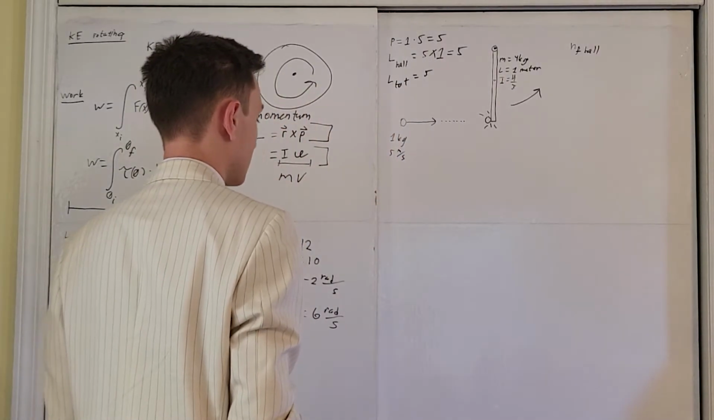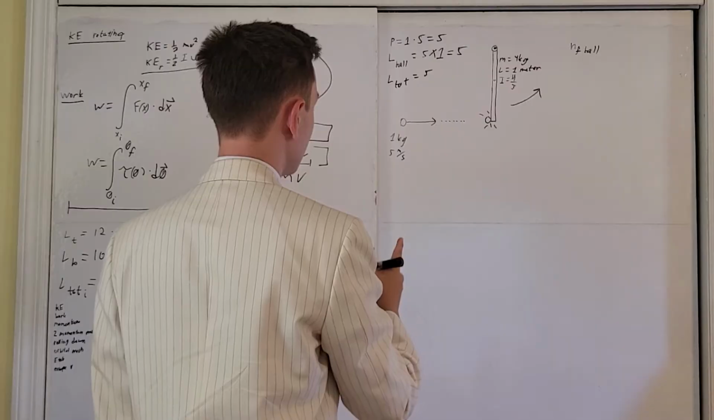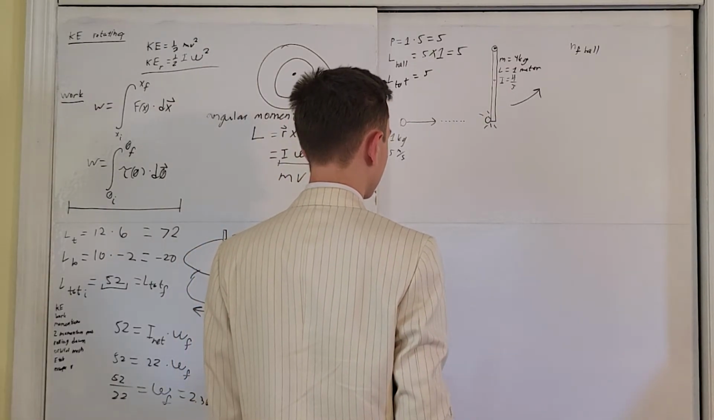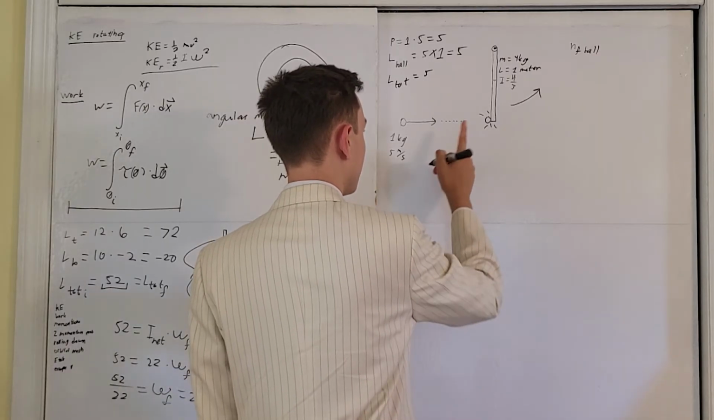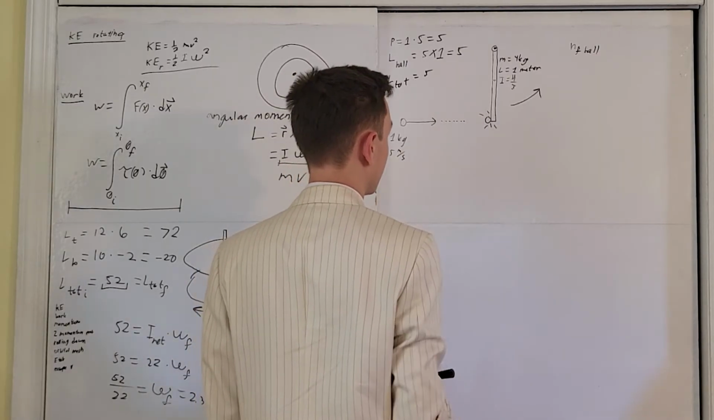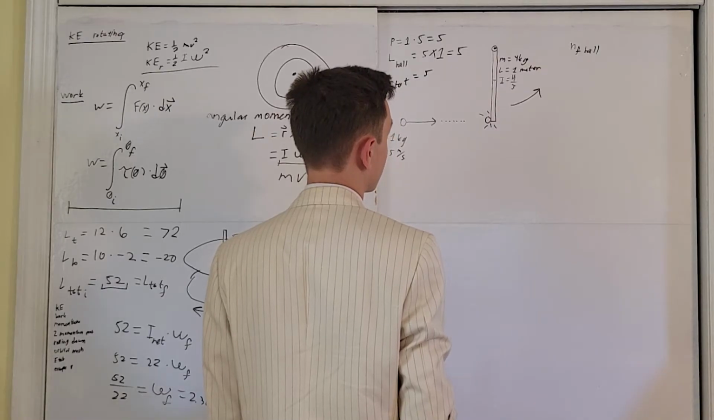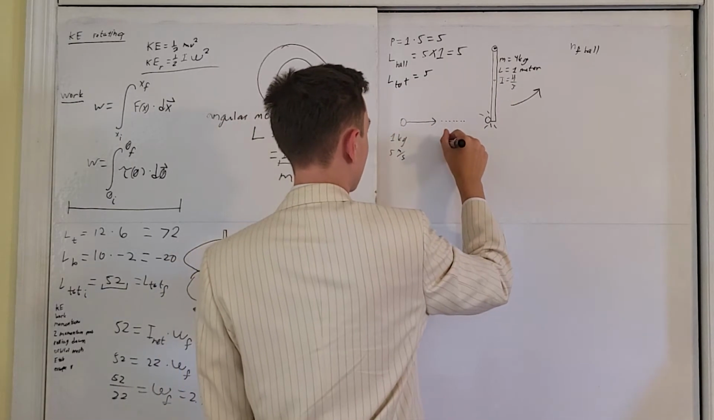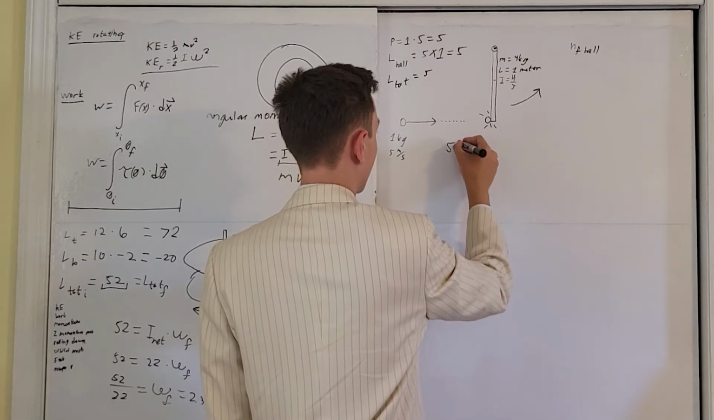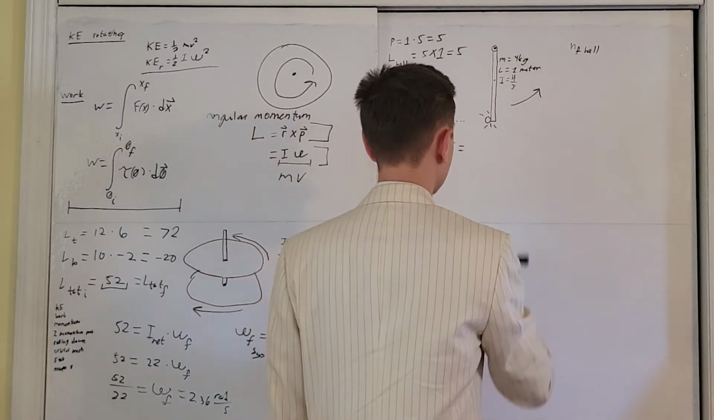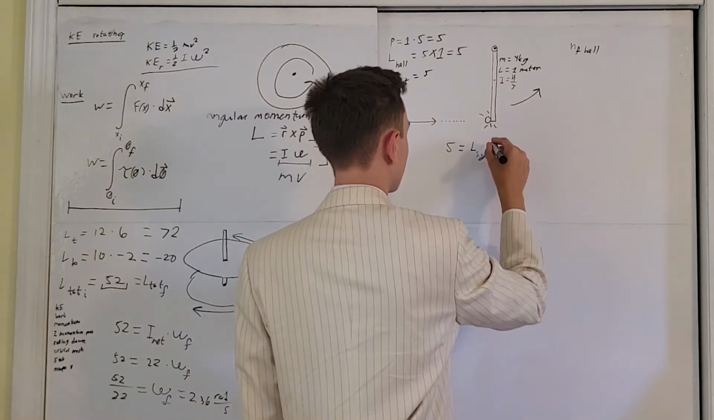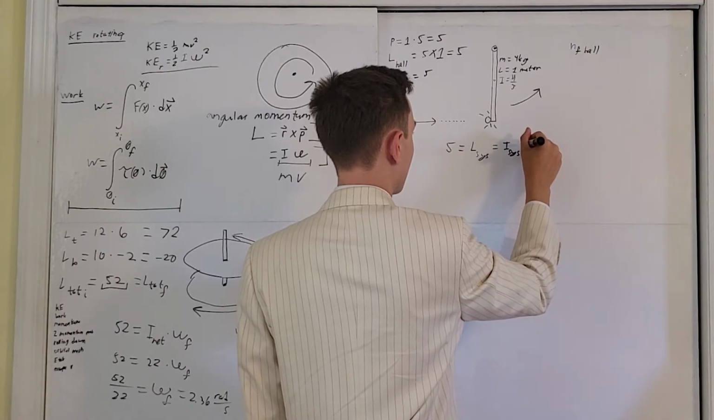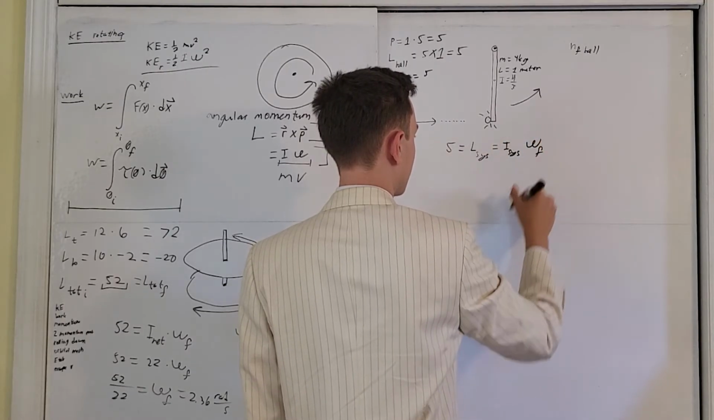You are also given that upon collision, the two things stick together. So that tells us it's a perfectly inelastic collision, which means the final velocity of our ball and the final linear velocity or angular velocity of our rod will be the same. So our total angular momentum, 5, is going to equal the angular momentum of this system now, which is the total moment of inertia of the system multiplied by the final angular velocity of the system.